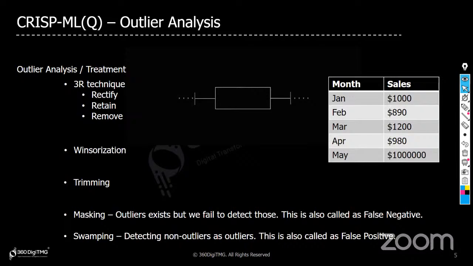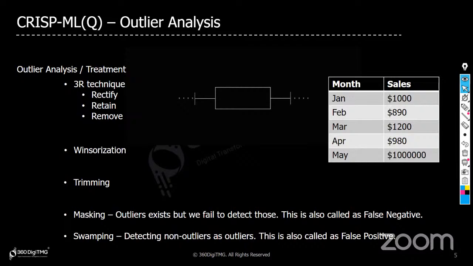And what is swamping? Swamping is detecting the non-outliers as outliers. This is also called a false positive. So when you have outliers present in your data and still you can't detect them as outliers, that is masking. If you are detecting the non-outliers as outliers, then it is called swamping.